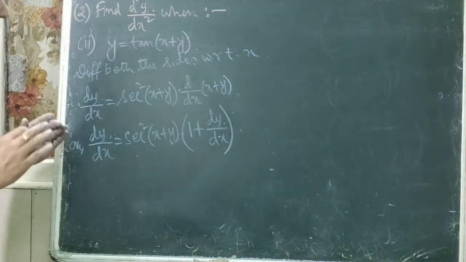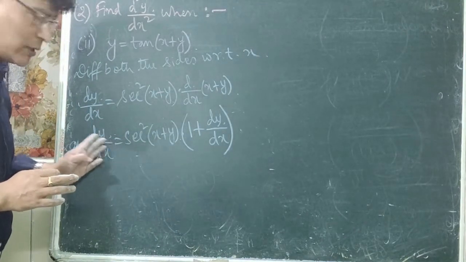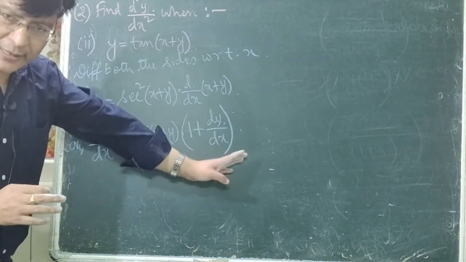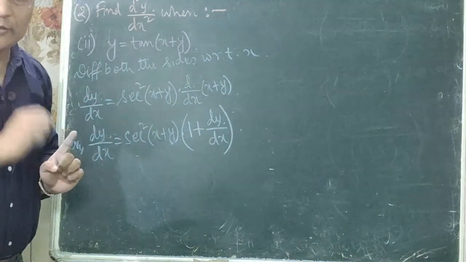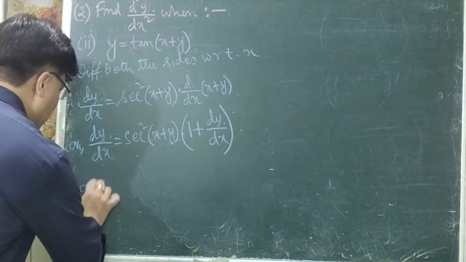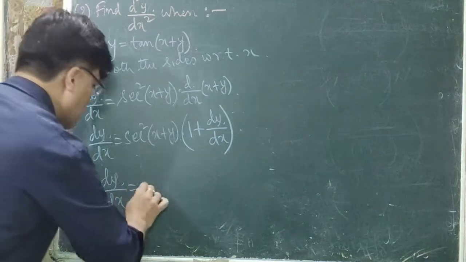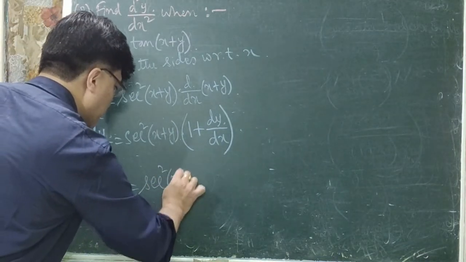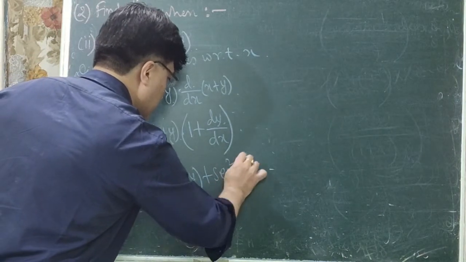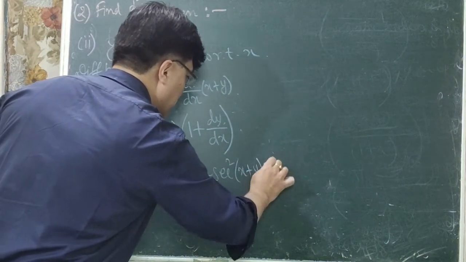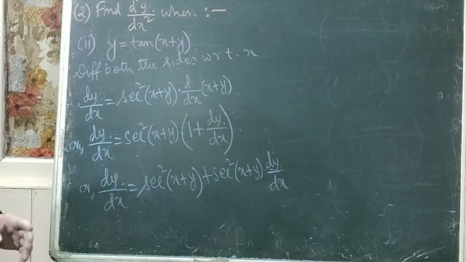Okay. So let us simplify it once again, because dy by dx is on the left hand side and dy by dx is on the right hand side also. So now let us get the value for dy by dx only. dy by dx is equal to sec square x plus y into 1, which is sec square x plus y, plus sec square x plus y into dy by dx. Is that clear to all of you?